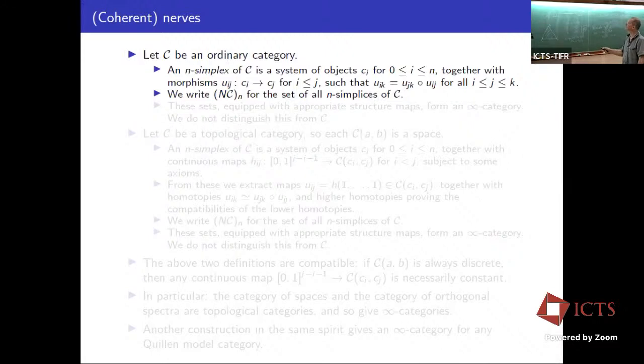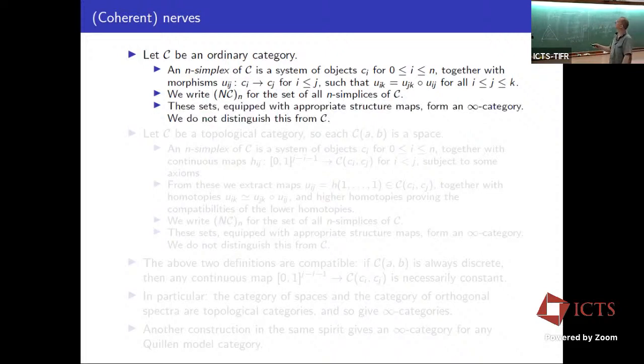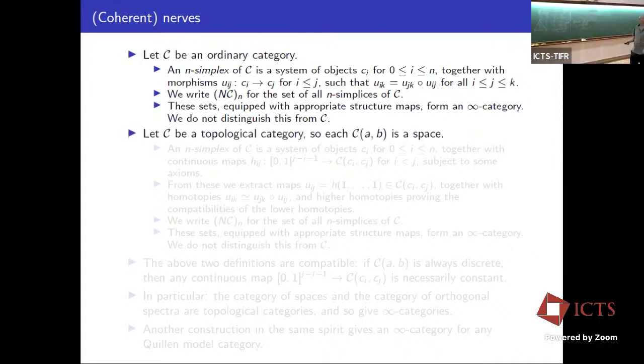And so NC_n is the set of all those n simplices. That's a bit of a similar sort of thing as the PX that we had on the previous slide. It's a simplicial set and it has the right properties, it turns out, for it to count as an infinity category. In practice, the way that people speak about these things, we don't really distinguish between NC and C. When we want to talk about NC, we just say C considered as an infinity category, something like that.